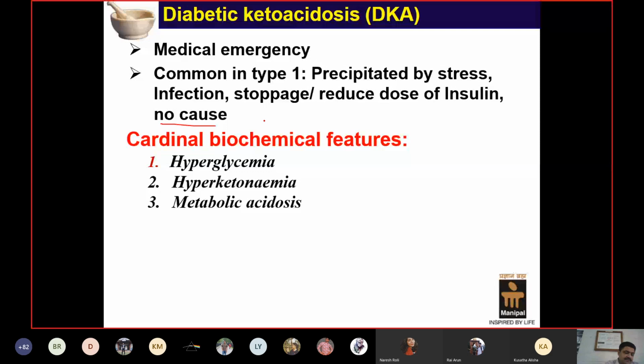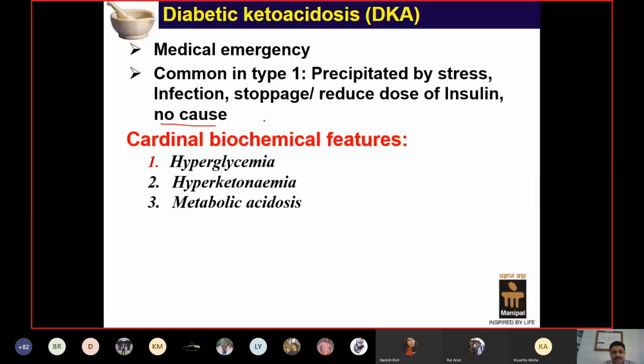Roll number 89. Roll number 89. Absent? 88? Yes, sir. Okay.